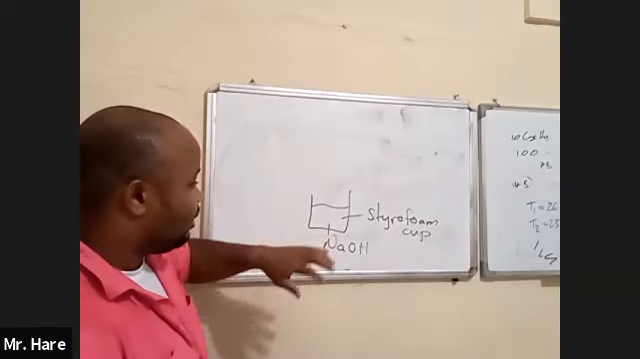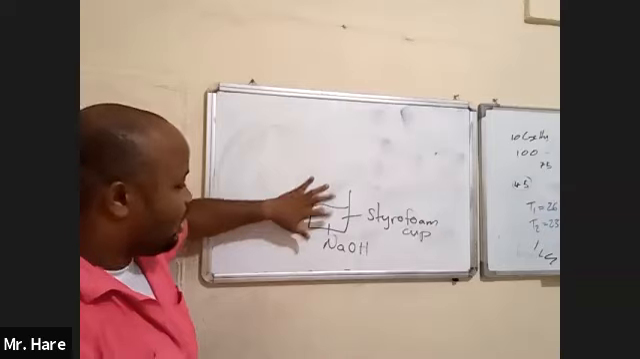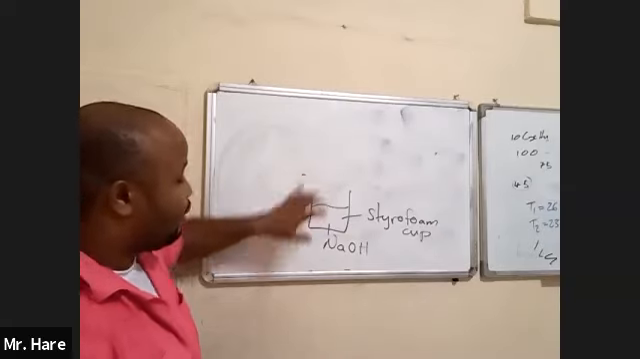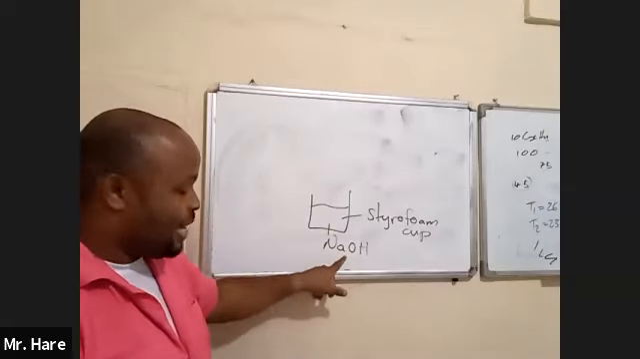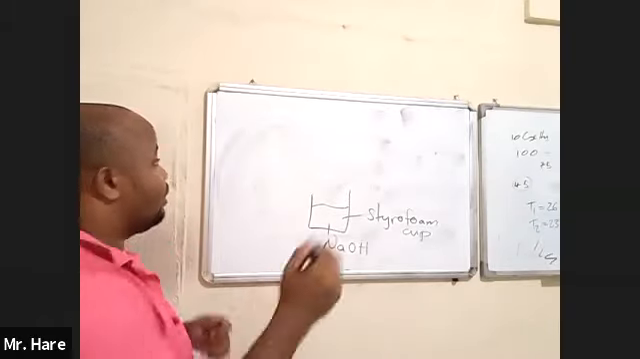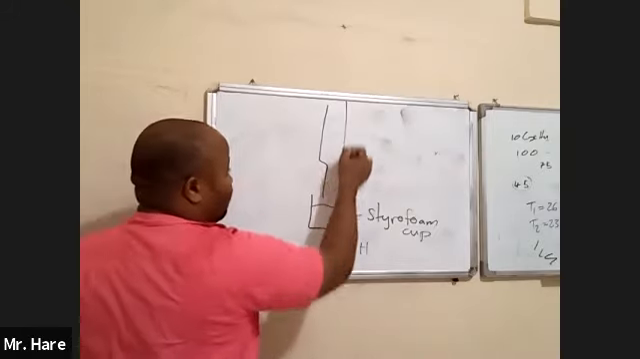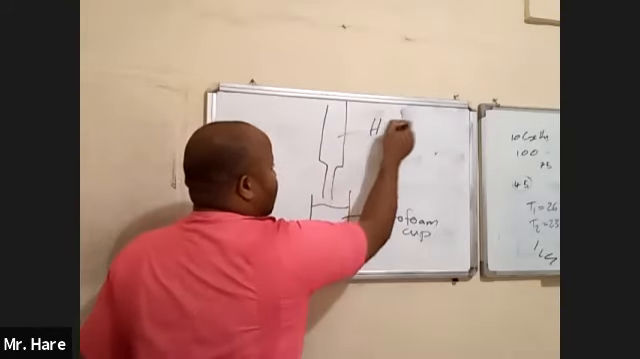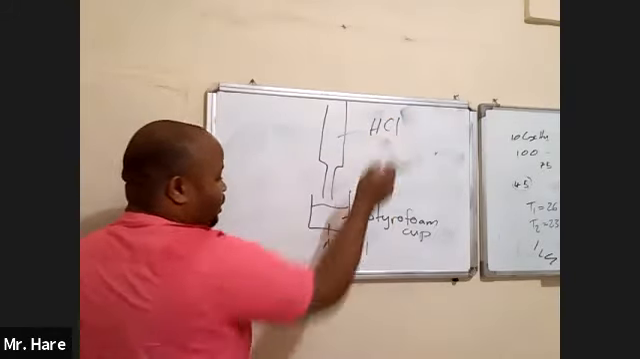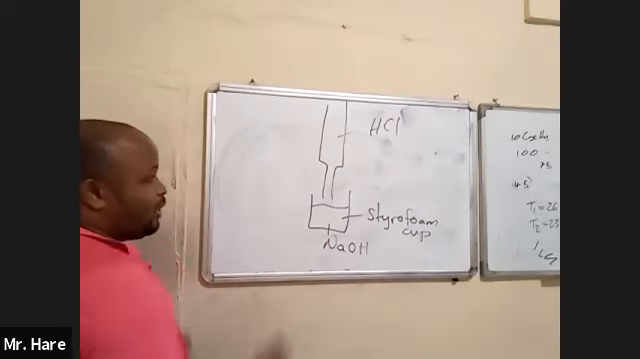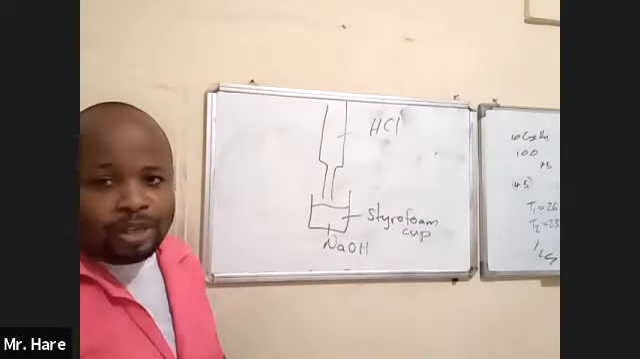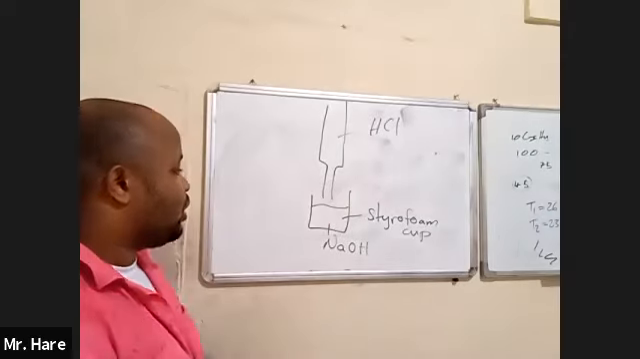So you will have this styrofoam cup with the base in it. This is your burette, and inside of it you have your hydrochloric acid. This is your sodium hydroxide. The titration is going to take place. How will this titration take place?